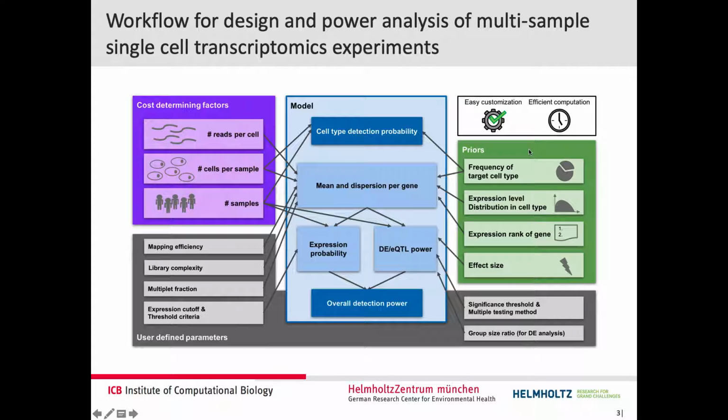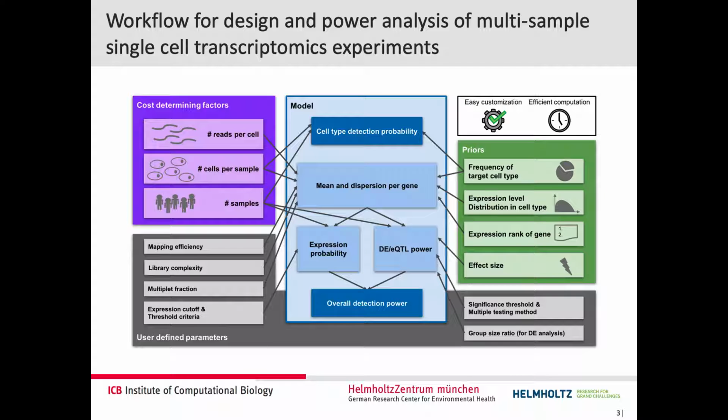Additionally, also a number of priors play a role here in green, which you can get either from previous experiments or based on assumptions, for example the effect size. And then we have additional user-definable parameters. So first we have the cell type detection probability. That's the probability to detect a certain number of cells of our cell type of interest.